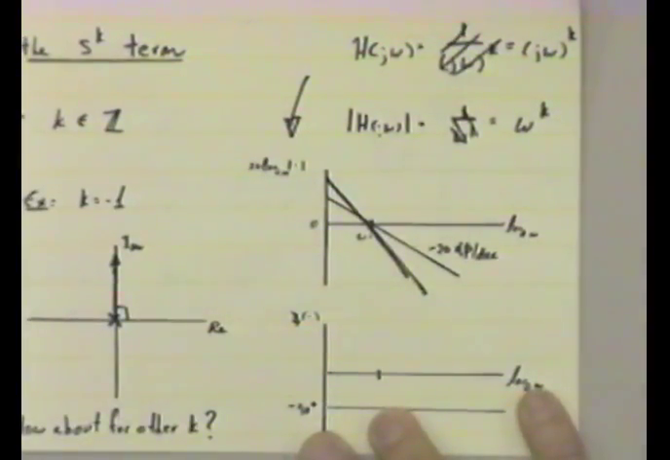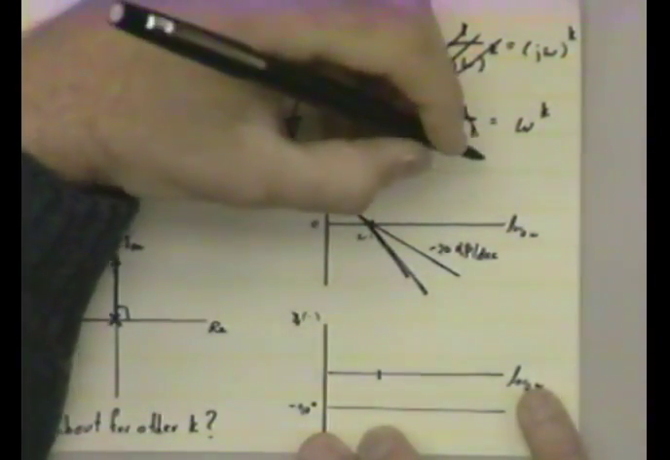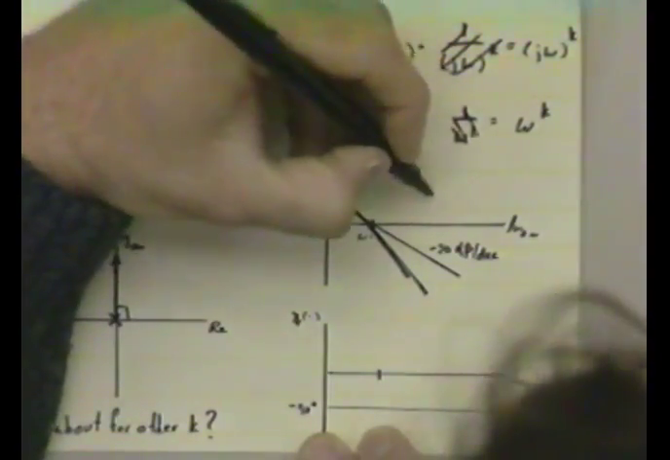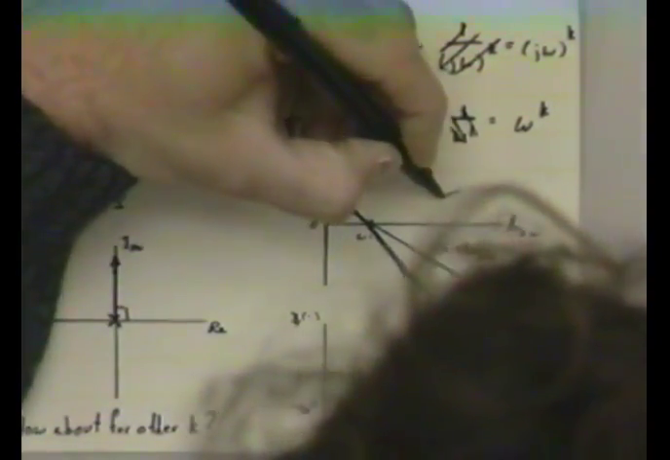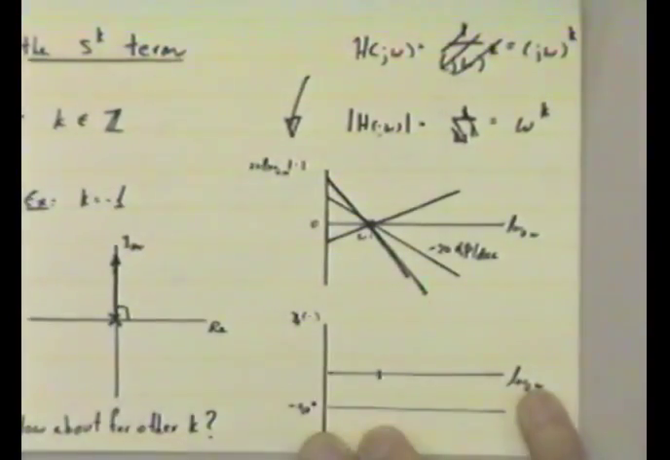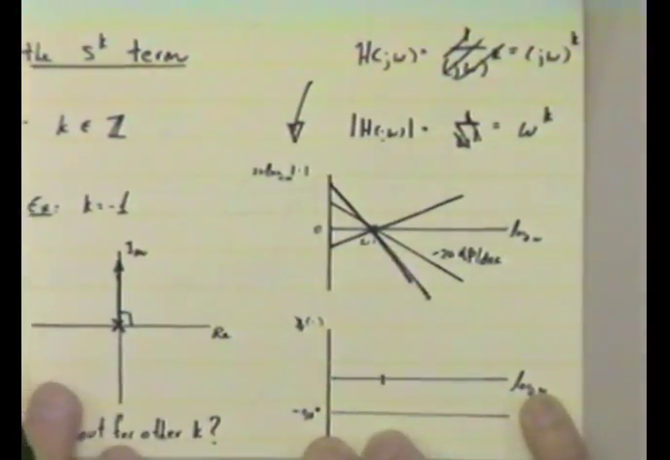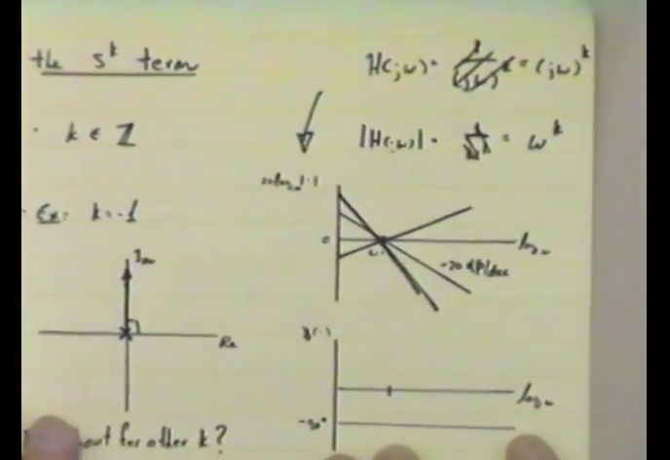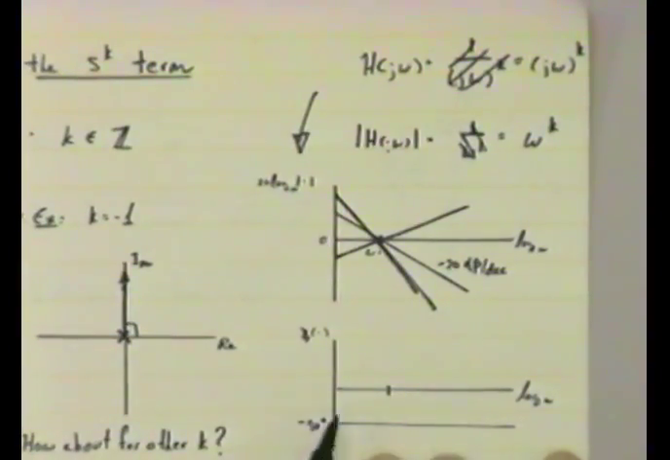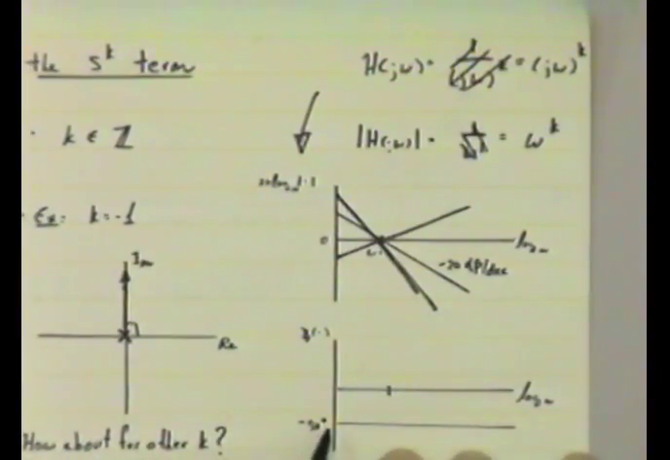If k equals 1, which corresponds to a zero at the origin, now the curve is upward with a slope of +20 dB per decade, like this. Let's see if I can do it. And so forth. And the phase here for k equals -1 is negative 90 degrees.